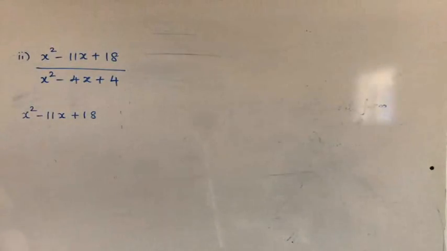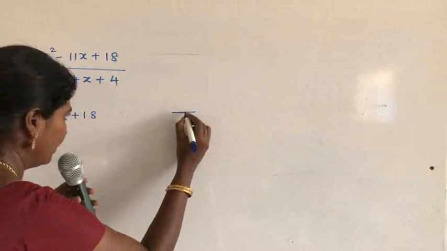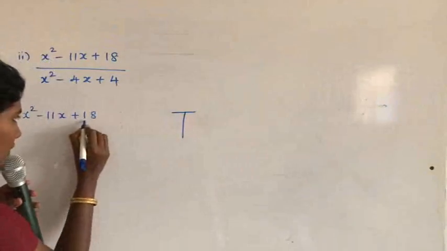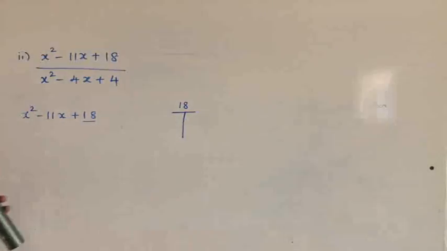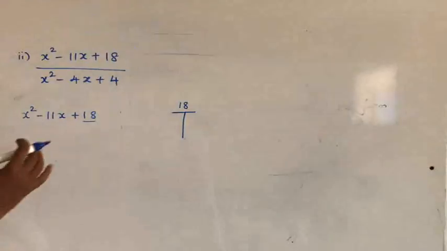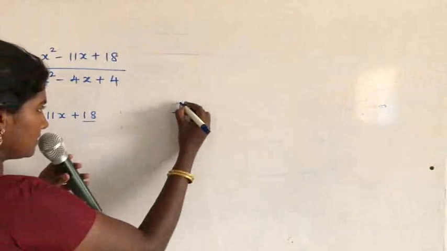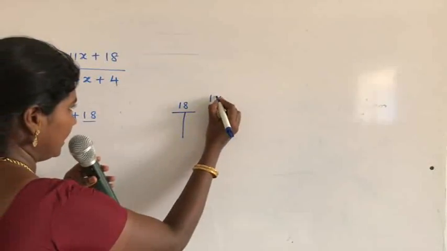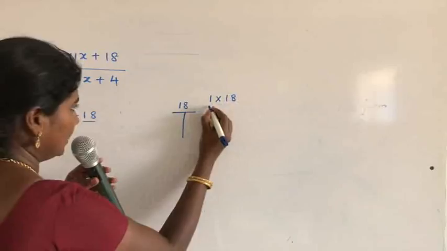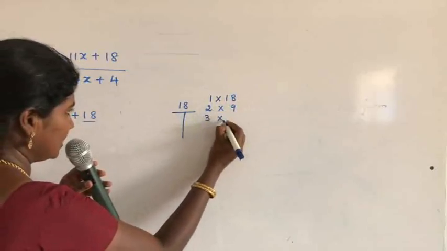Already I have taught you the T method. Now just draw a small T over here. You are going to write down the constant term on the top of it, that is 18. Now let's see how to get the factors for this expression. Now 18. Now let us write the factors of it. That is 1 into 18. Then you have 2 into 9. Then we have 3 into 6.